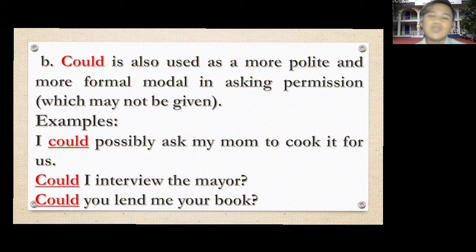Okay, so just like the example that we have, I could possibly ask my mom to cook it for us. So we made use of the word could. There's a possibility that her mom will cook for them or not. So there is no 100% assurance that her mom will cook for them. So that's why they use could.